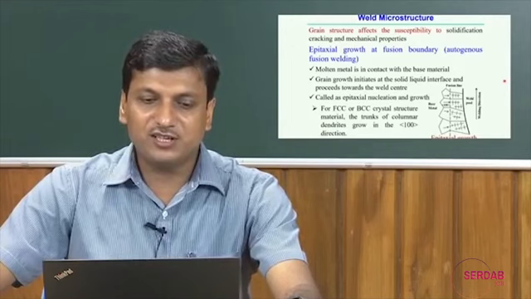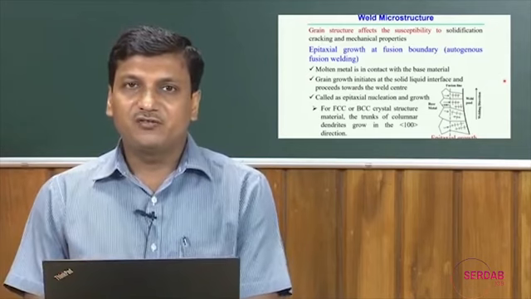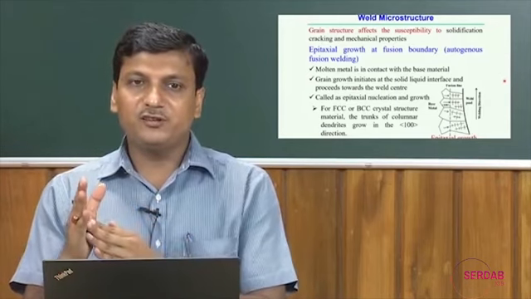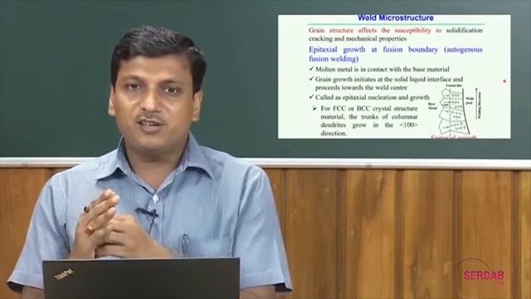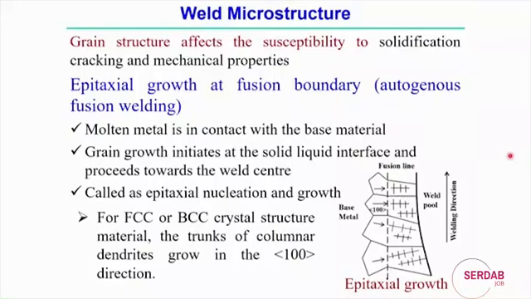In epitaxial growth, the molten metal is first in contact with the solid base metal, then grain growth initiates on that boundary, at the solid-liquid interface, and proceeds towards the weld centerline. From the figure it is very obvious that there is a welding direction, and the liquid weld pool interacts with the base metal. From that interface, growth happens in one particular direction. This type of growth is called epitaxial: first nucleation and then growth.